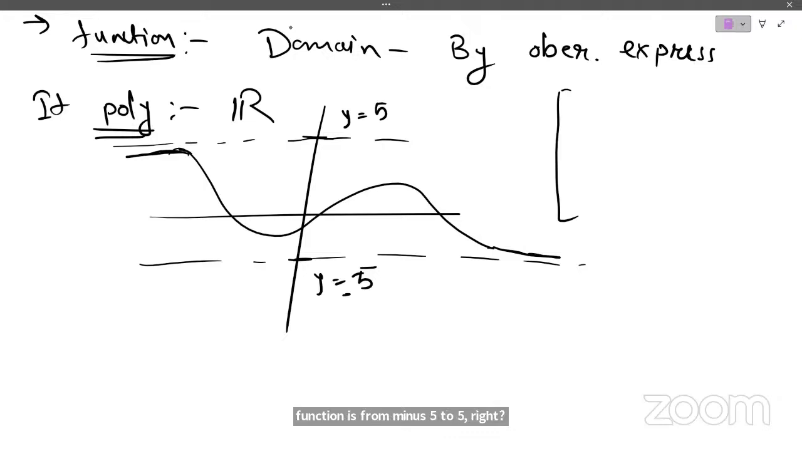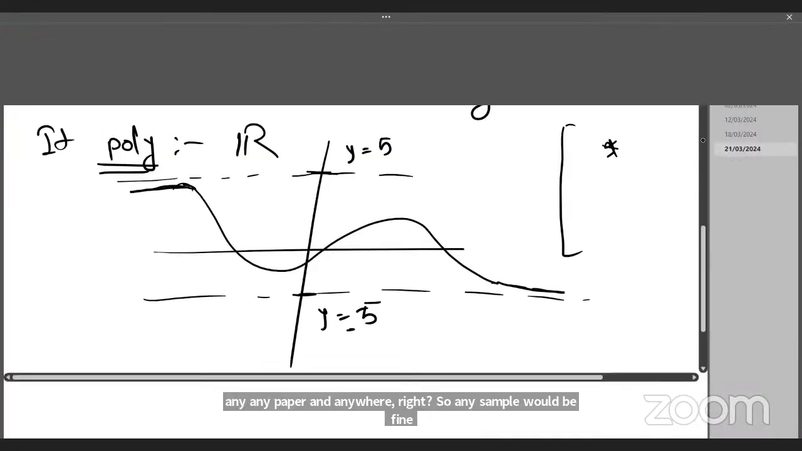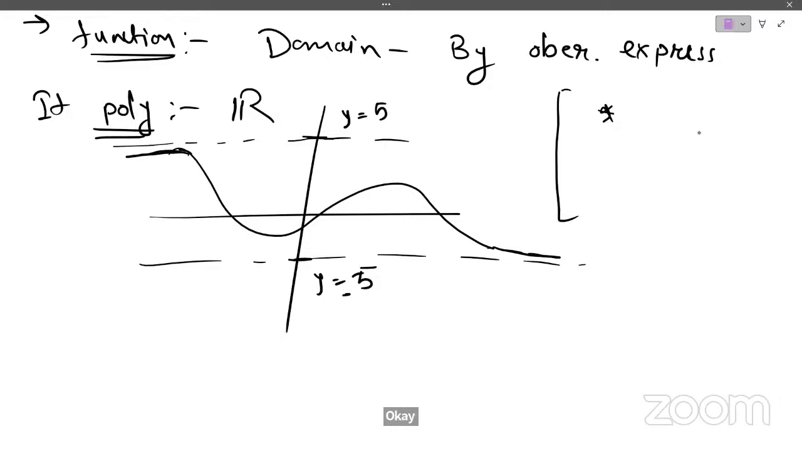Have you seen any specific question for finding the range? Yes, ma'am, in finding the range of a composite function, when we have f of g, h of g, and like that. Can we solve some of those problems? From any paper, anywhere, any sample would be fine, just so that we can practice something. Yeah, sure.